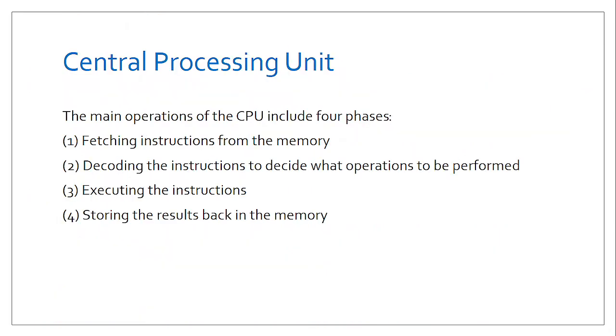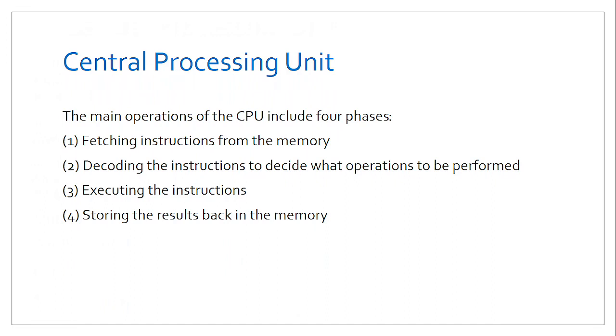Now, what is the function of the CPU, now that you have seen the various parts of the CPU? The main operations of the CPU can be concluded in 4 main phases. First phase is fetching instructions from the main memory. We saw the block diagram. So when you want to execute some tasks on the computer, first of all it is stored within the main memory. Then the CPU fetches these from the main memory. That's what we refer to as the fetching phase.